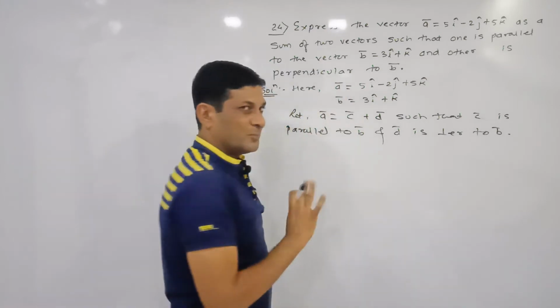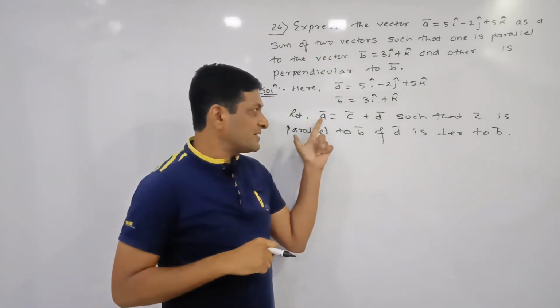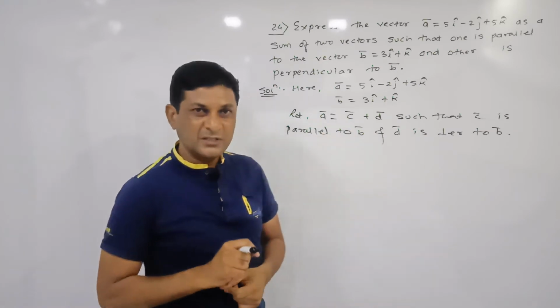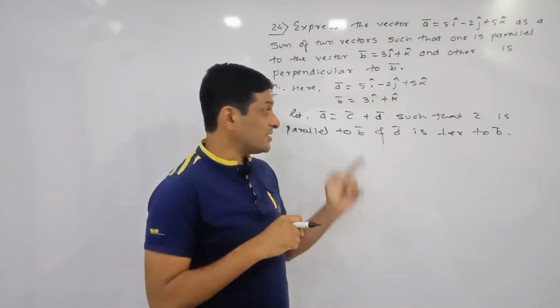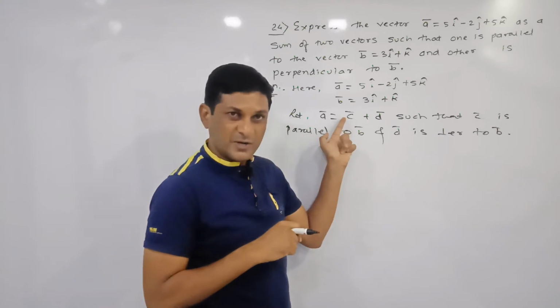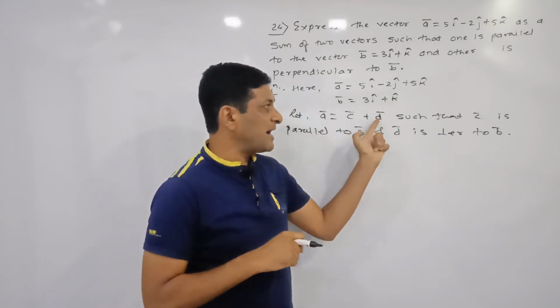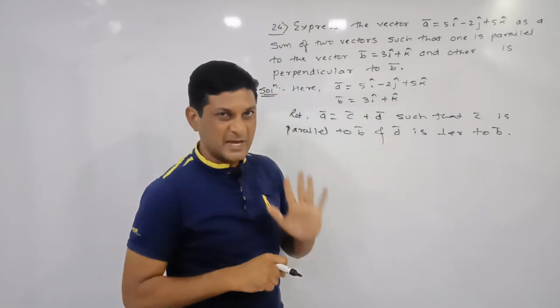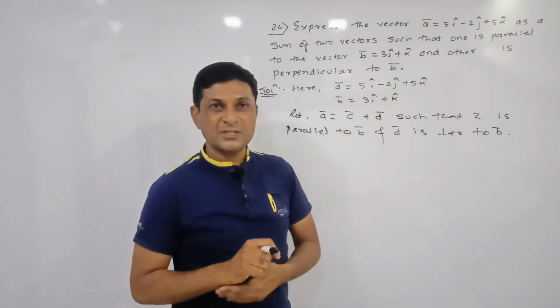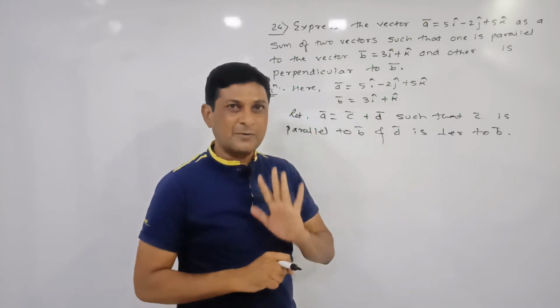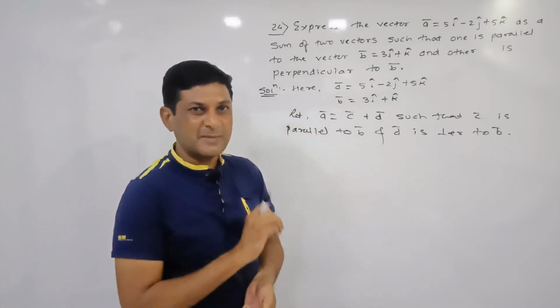Okay, hope you have got it. So we are expressing A bar as the sum of two vectors, and according to the given condition we have to find two vectors such that one vector, which we have denoted by C bar, should be parallel to this B bar, and this D bar should be perpendicular to this B bar. Using this condition we are trying to find such two vectors C bar and D bar. Our aim is to find the values of C bar and D bar.